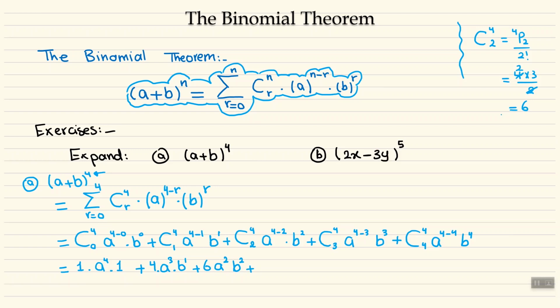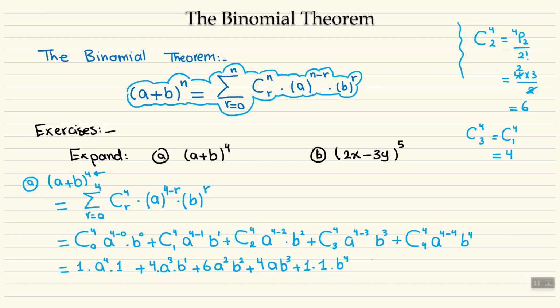3. This is right here. Combination 4, 3 is the same as combination 4, 1 using the reduction formula, because 4 minus 3 is equal to 1. And combination 4, 1, we've just established that it was equal to 4. We wrote it here before, so it's 4ab cubed, plus combination 4, 4, which is the same as combination 4, 0, which is 1, times a to the power of 0, 4 minus 4, which is 1. Anything to the power of 0 is 1, times b to the power of 4.